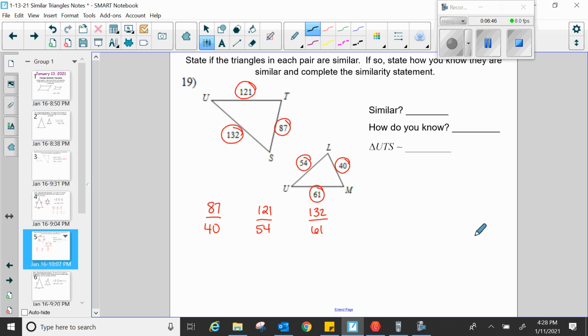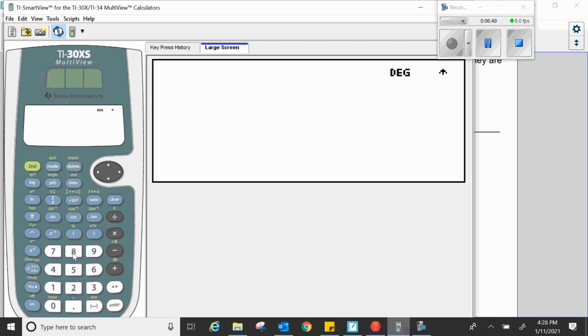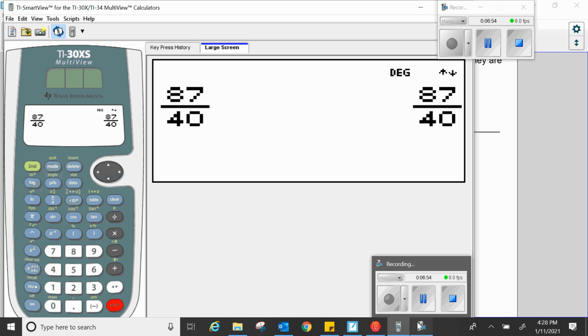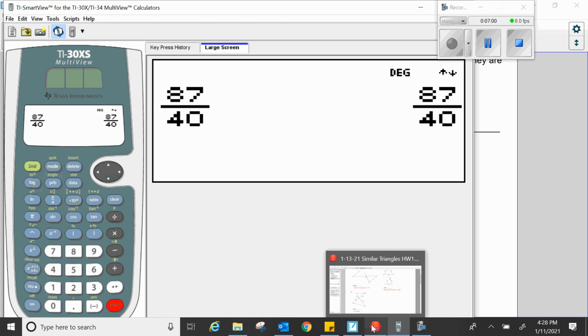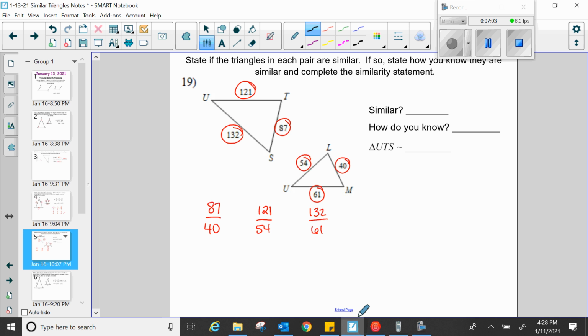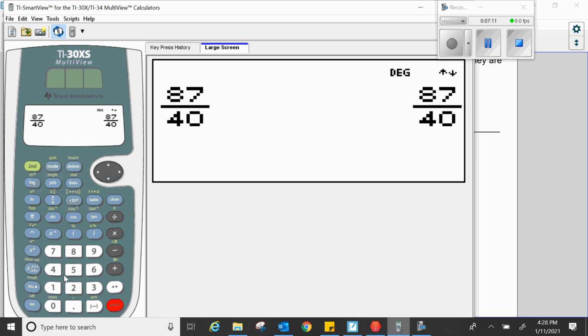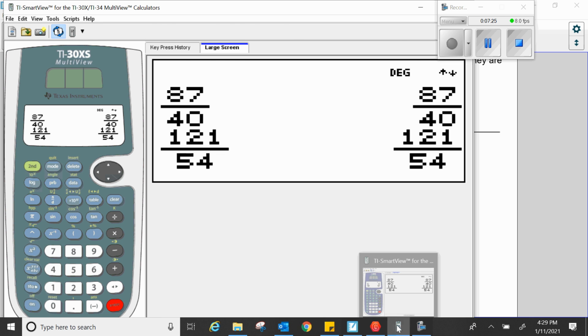So then I would just go to my calculator and see what does 87 over 40 reduce to? Nothing. It doesn't reduce to anything. All right, so it's just 87 over 40. Okay, and then the next one, 121 over 54. That doesn't reduce either. It's just 121 over 54.